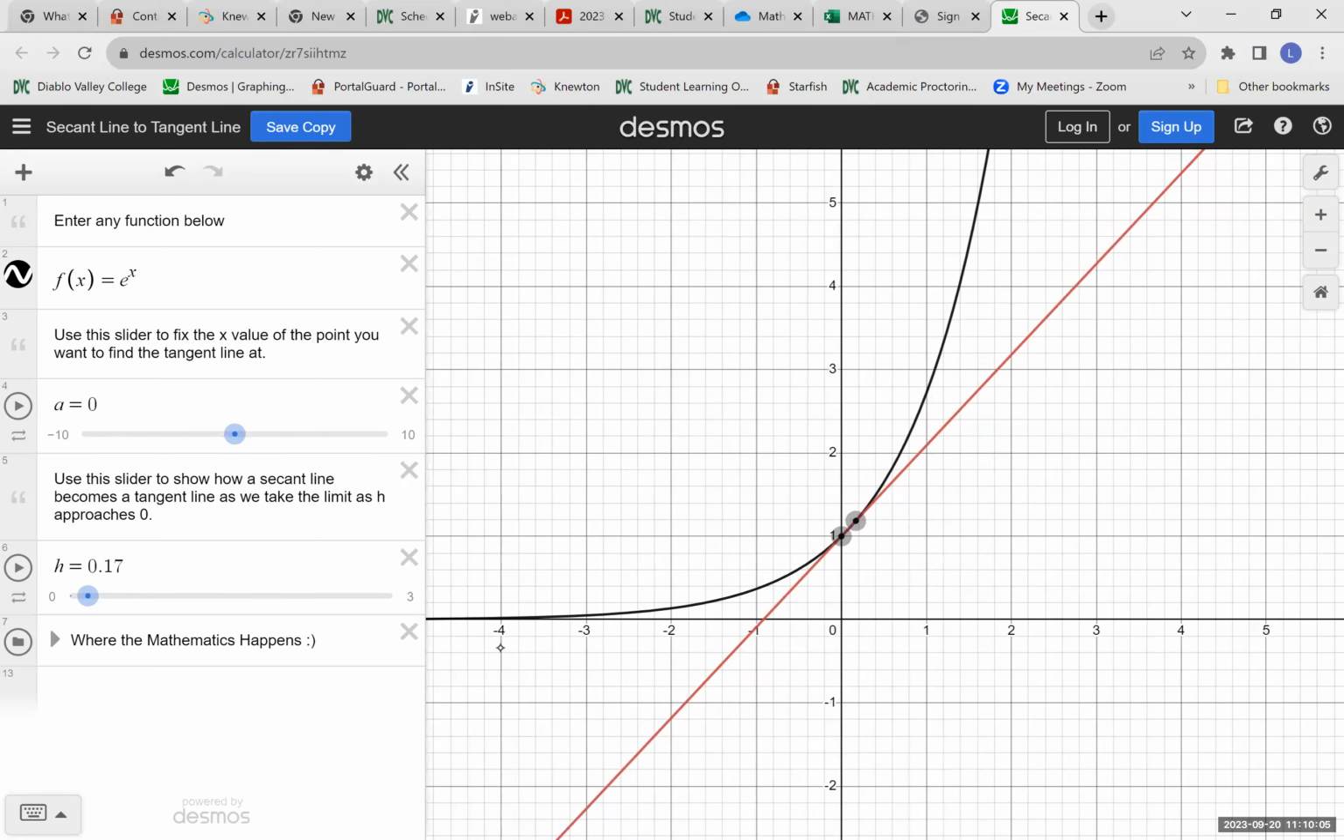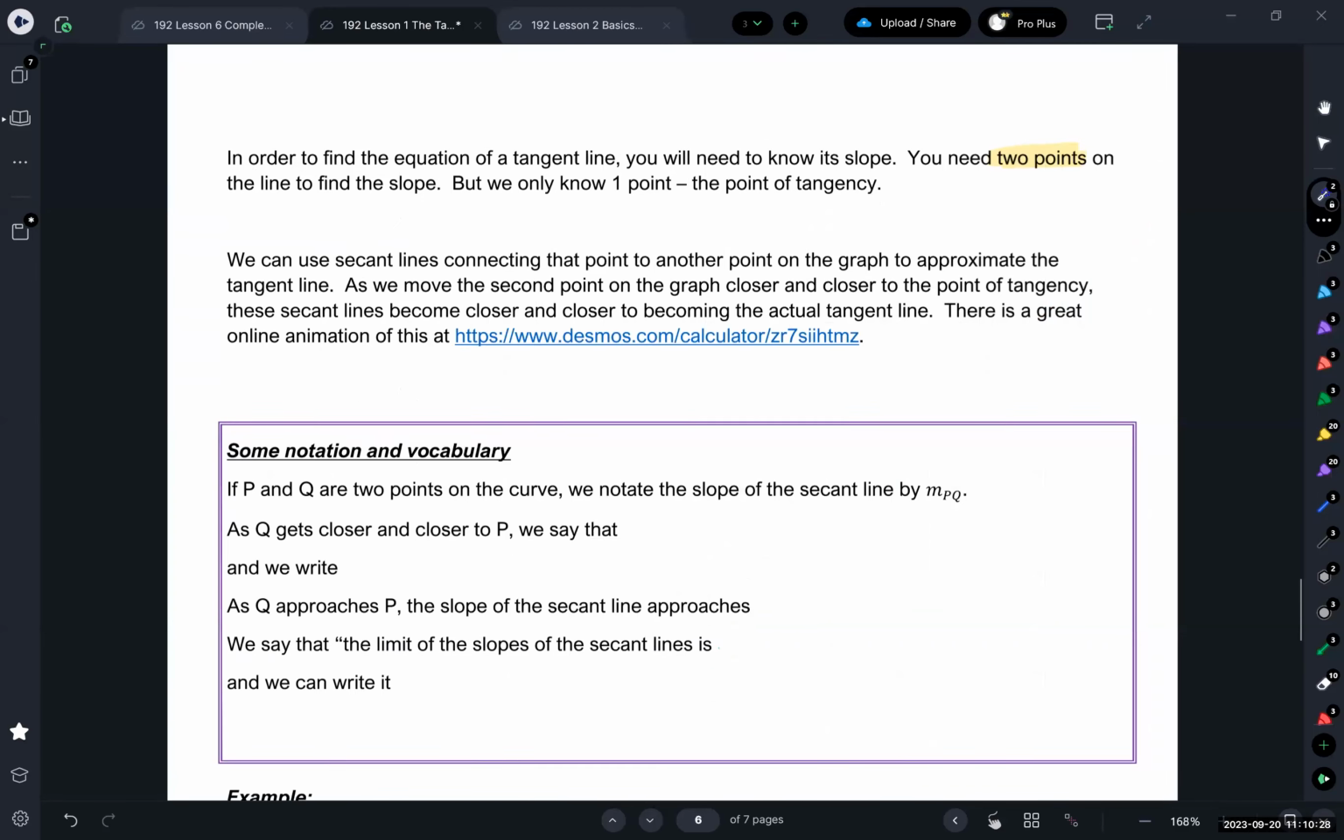And of course, you could move it really close and even closer, and you can even put in values for how far away you want it. And that secant line is now very, very closely approximating the tangent line at that point x equals 0. So that's kind of the process we'll be using.